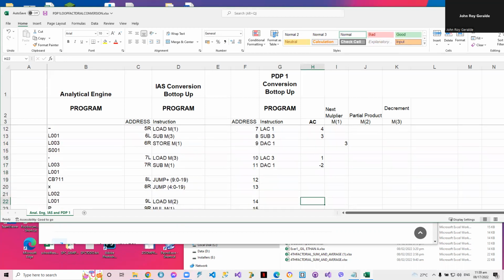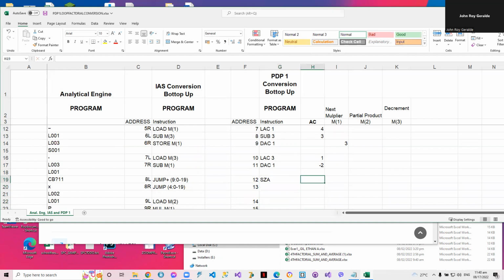Now the question is, we don't have a jump, we have a jump plus the equivalent. However, we can also have the direct equivalent, which is SZA, skip on 0 accumulator, which means that if the accumulator is 0, it will skip to line 14.